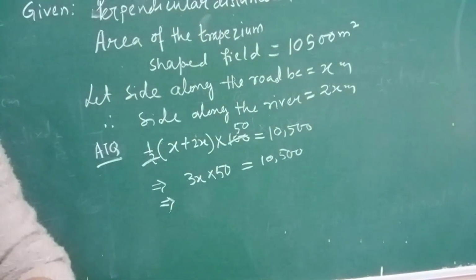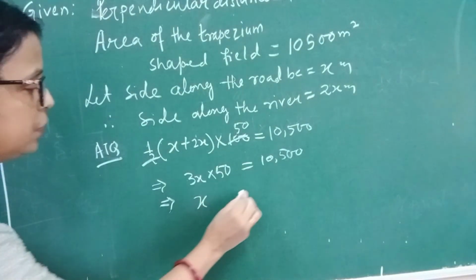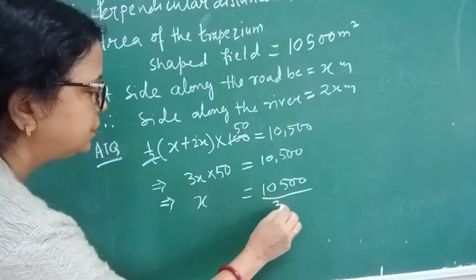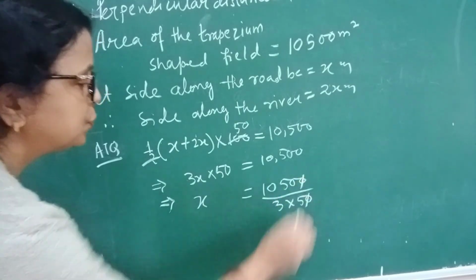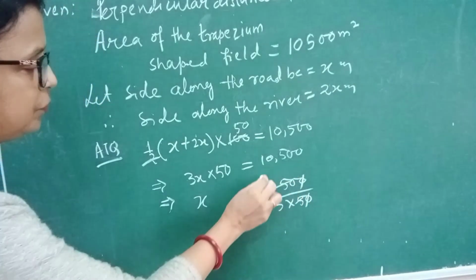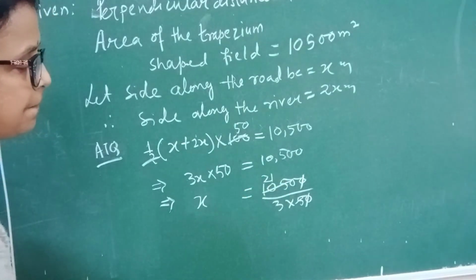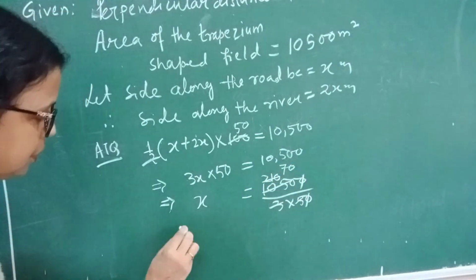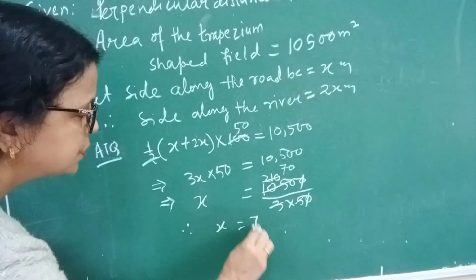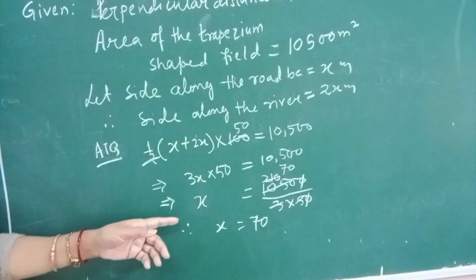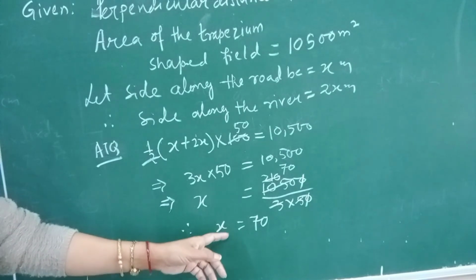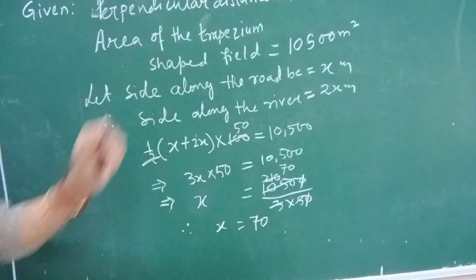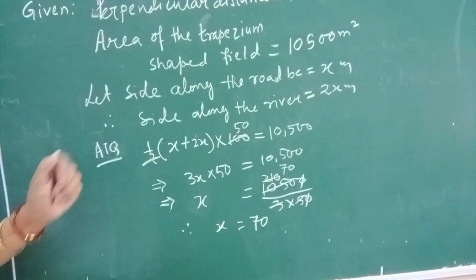To find the value of x, what will we do? x equals 10,500 by 3 into 50. Cancel it, students. Now 5 2s are 10, 5 1s are 5, and 0. If I cancel it by 3, then it will be 70. Therefore x is equal to 70. What is x? x is one of the parallel sides, the one close to the road, and you have to find the length of the side along the river.